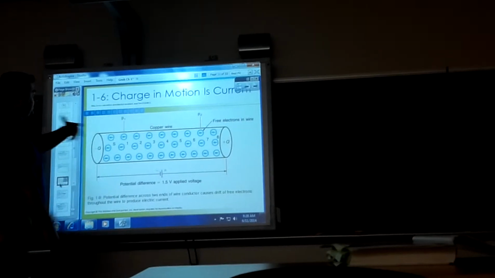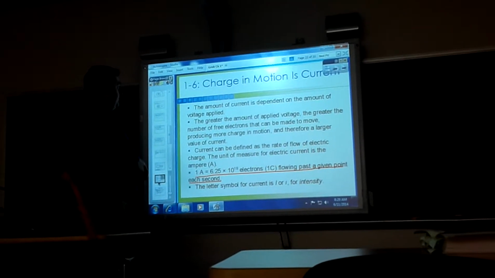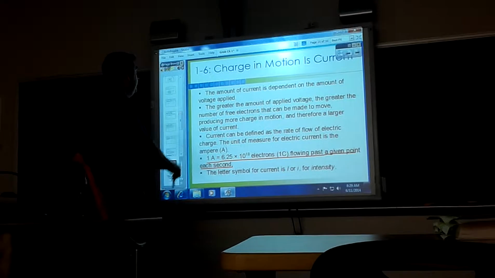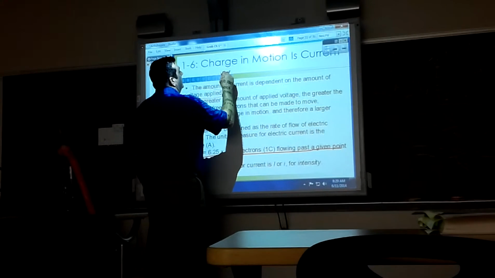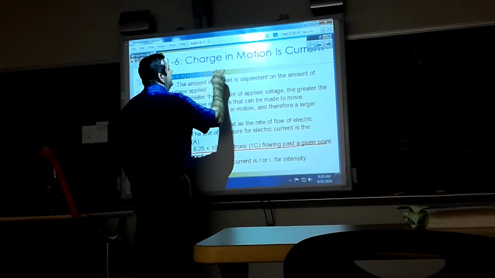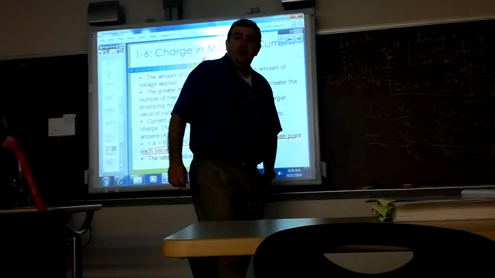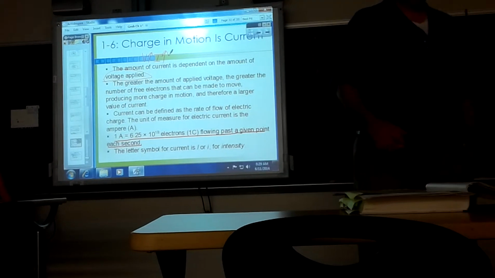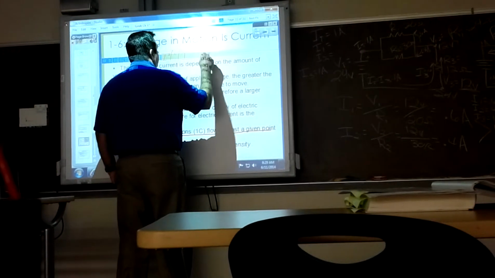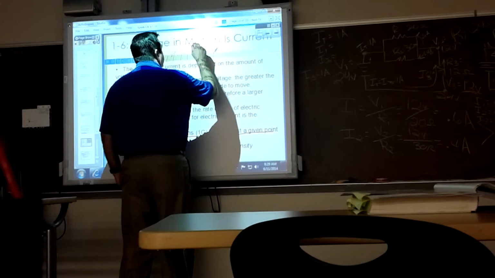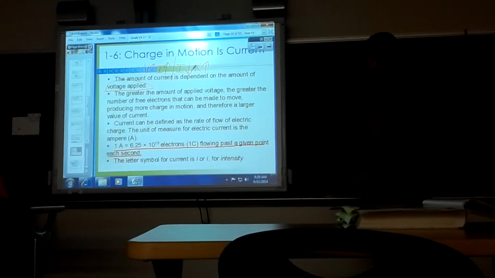Okay, so here we see some electrons moving through a piece of copper wire. Okay? Charge in motion. The amount of current is dependent upon the amount of voltage applied. Now we said that V and I are directly proportional. V and I are directly proportional. The more push we have, the more current we're going to have. Okay? But I and R are inversely proportional. So the more resistance we have, the less current we're going to have, right?